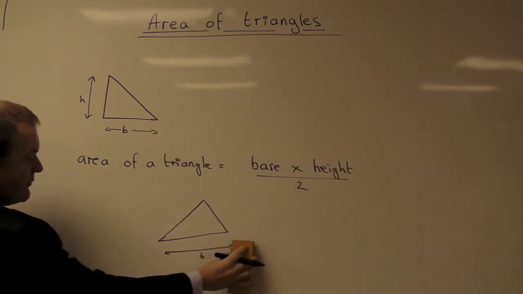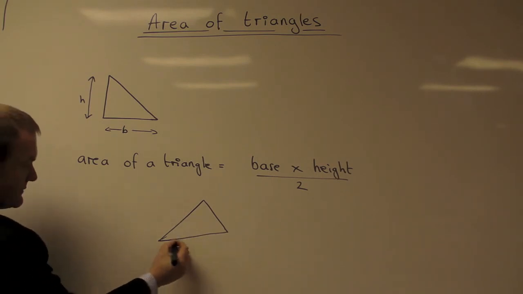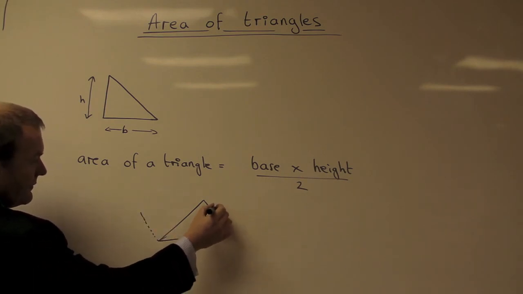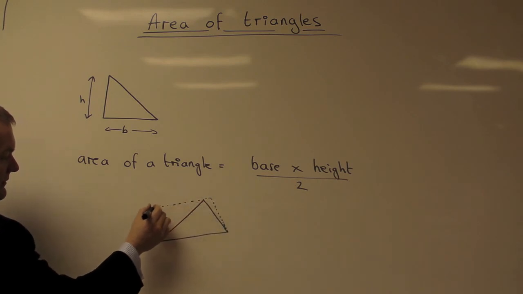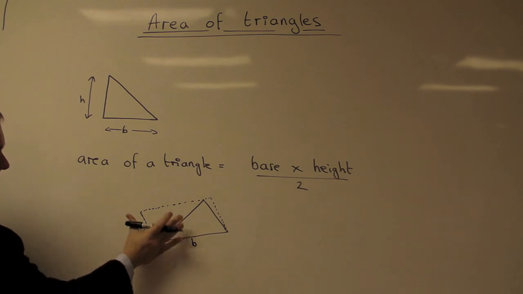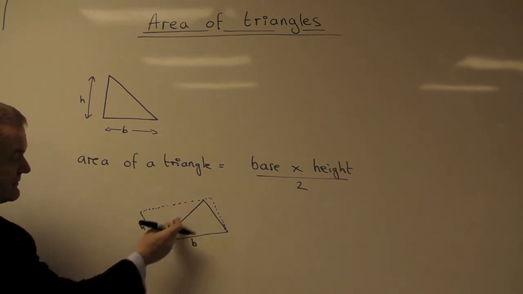And remember, the reason why you are doing that, this was the base, is you are turning the triangle into the corresponding rectangle. That's the base, that's the height, and then you're halving it, so it's half of the rectangle.